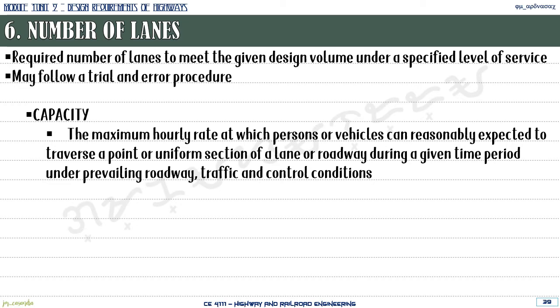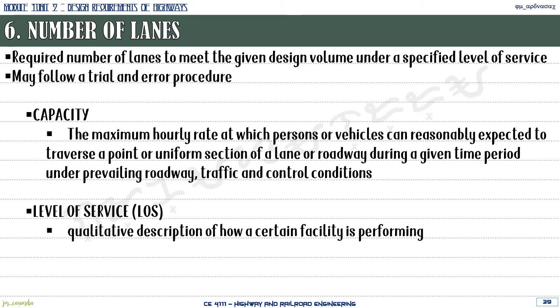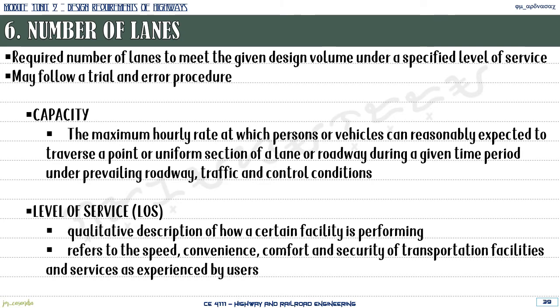So it's basically the maximum or the highest number of volume that your highway section could accommodate for a specific time. And then we have your level of service, or LOS, which is simply a qualitative description of how a certain facility is performing. So the performance of a facility or your road section will usually be defined by its speed together with the convenience and comfort experienced by the users.